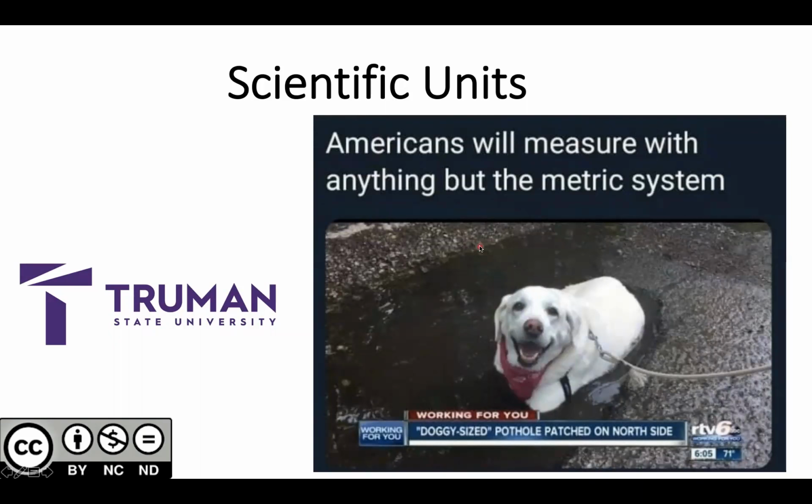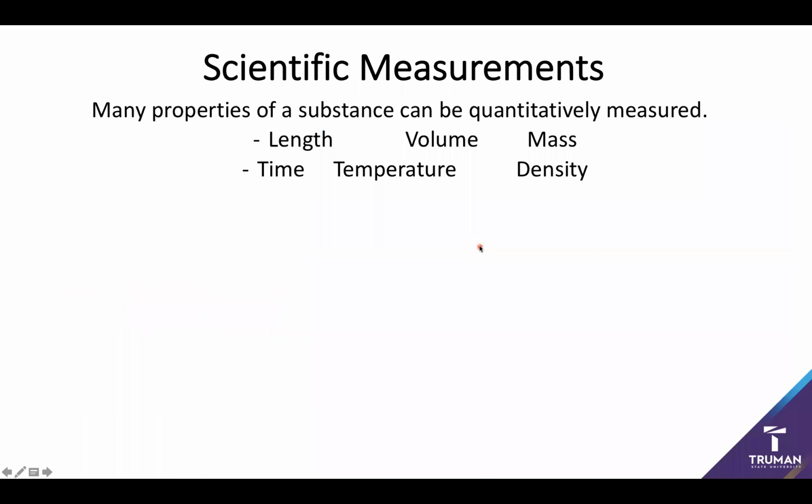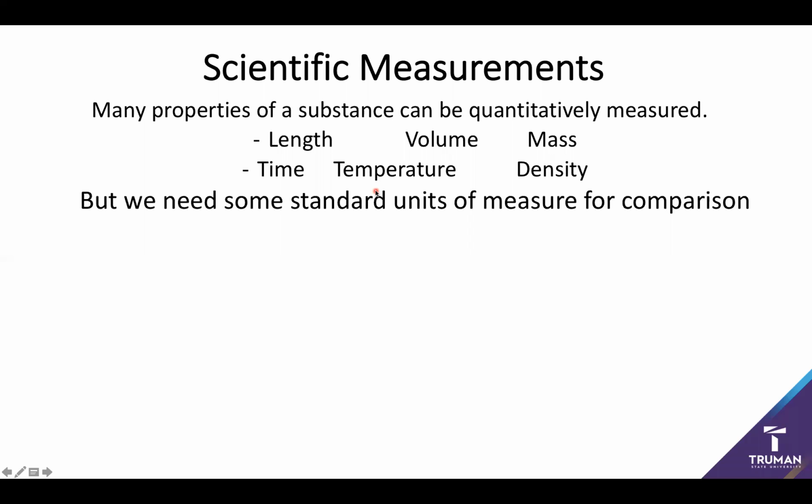So we're going to be talking about six major properties of units: length, volume, mass, time, temperature, and density. However, there are many more units out there that could be of relevance, such as electric potential and velocity and acceleration, but these are going to be the ones that are most useful for describing chemical systems.